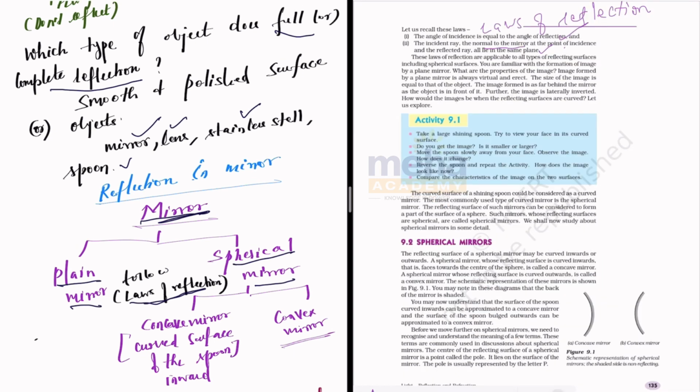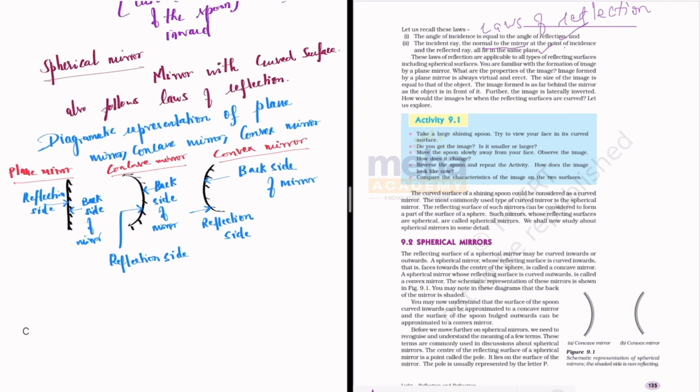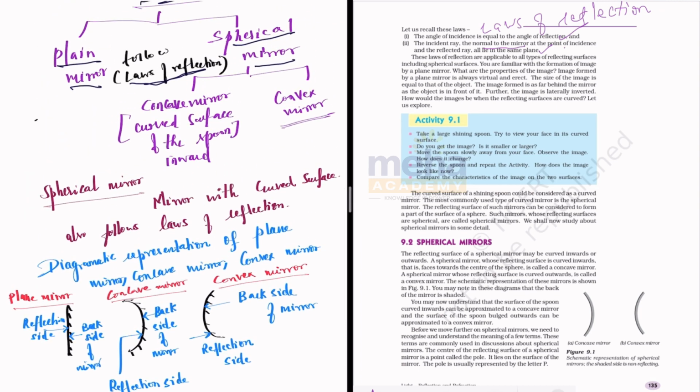Mirrors are of two types: a plane mirror and a spherical mirror. So how does a plane mirror look? We know that one side is the reflecting side. The back side of the mirror will be coated with a red paint or a silver paint.